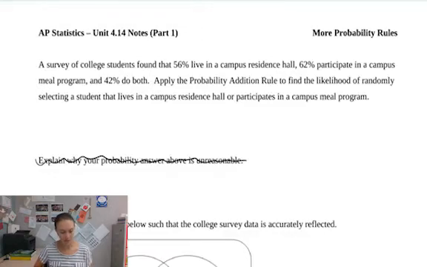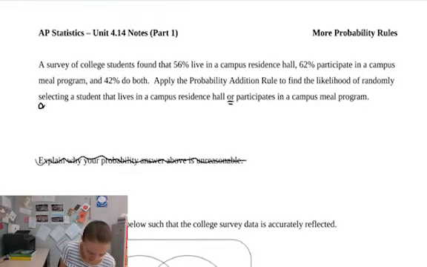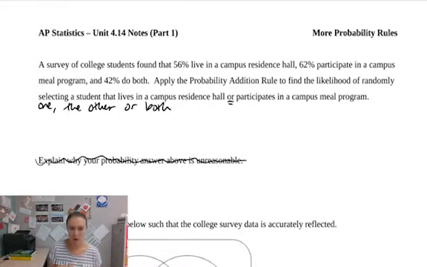Apply the rule to find the likelihood of randomly selecting a student that lives in a campus residence hall or participates in a meal program. So the first thing you need to think about, again, if I ask you to stand up if you are wearing a black shirt or blue jeans or blue pants, then if you're wearing both of them, will you stand up? Well, yeah. If I'm wearing a black shirt, then I would stand up, whether or not my pants are blue or not, and so forth. So or means one, the other, or both. So all of those things are included when we say or.